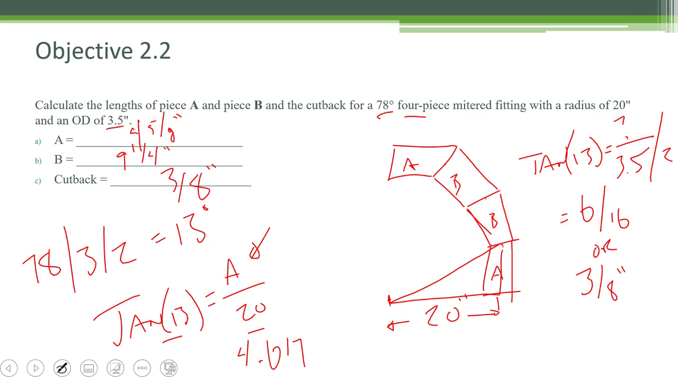Okay, I could have also gone, or sorry, I could have went 3.5 divided by 2 times tan of 13. Either way, you should get 3/8 of an inch.